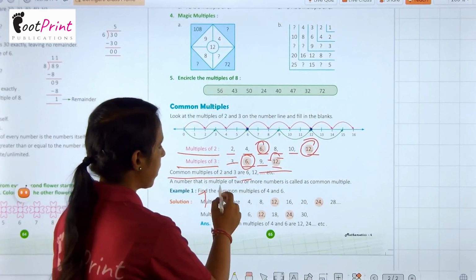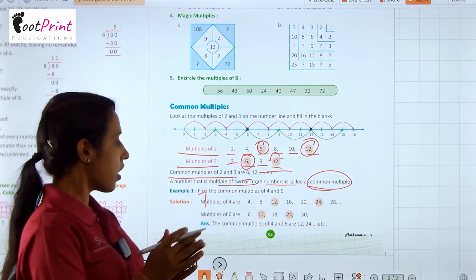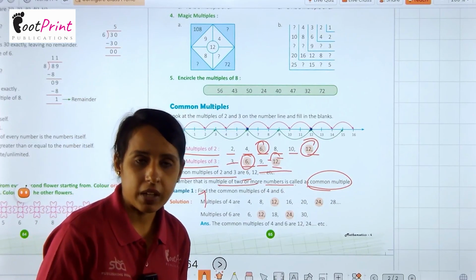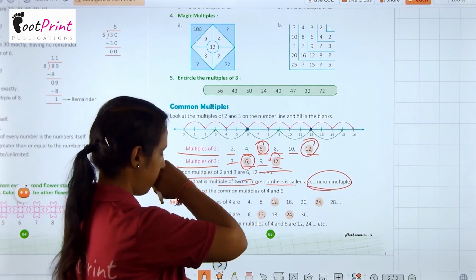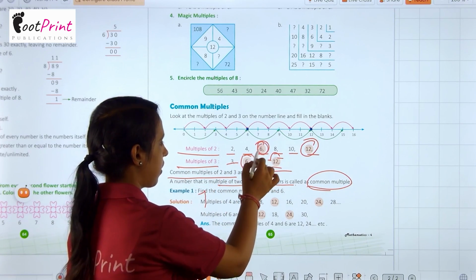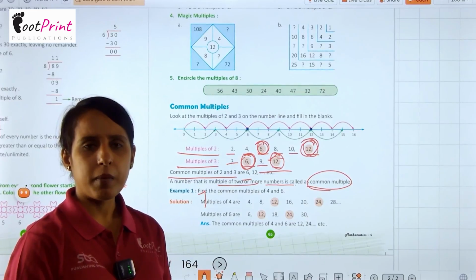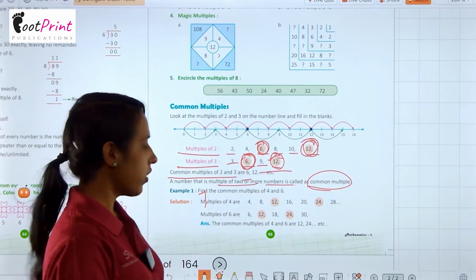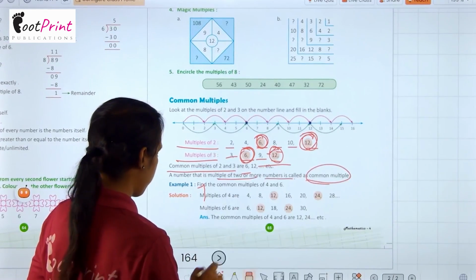A number that is a multiple of 2 or more numbers is called a common multiple. तो एक ऐसा नंबर जो दो या दो से ज्यादा नंबर का मल्टीपल होता है, उसे हम क्या बोलते हैं, कॉमन मल्टीपल. जैसे इसमें 2 और 3 का मल्टीपल 6 दोनों है, 12 भी है. It means 6 and 12 are the multiples of 2 and 3, common multiples of 2 and 3. Now we can solve some examples also.